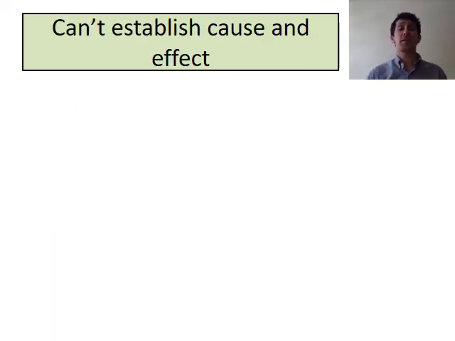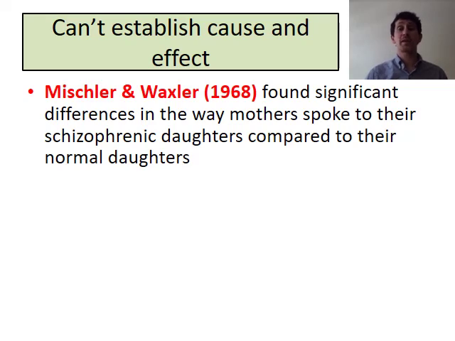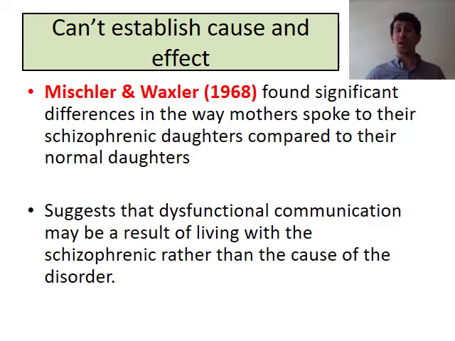Another issue is that we can't establish cause and effect. So Mitchell and Waxler found that there were differences between how mothers spoke to their schizophrenic daughters compared to their normal daughters. But we don't really know whether this dysfunctional communication is a result of living with a dysfunctional or schizophrenic daughter, or if it was the cause of schizophrenia in the first place. So it might be that parents just communicate differently with schizophrenic children than they do their normal children. Or does their communication actually cause schizophrenia in the first place? It's a really hard thing to establish, and unfortunately that reduces the validity of this particular theory.